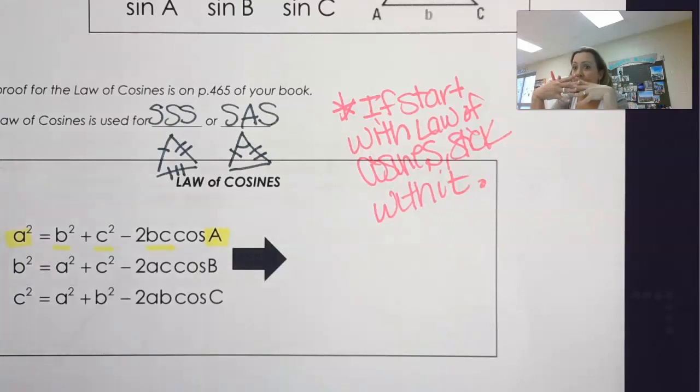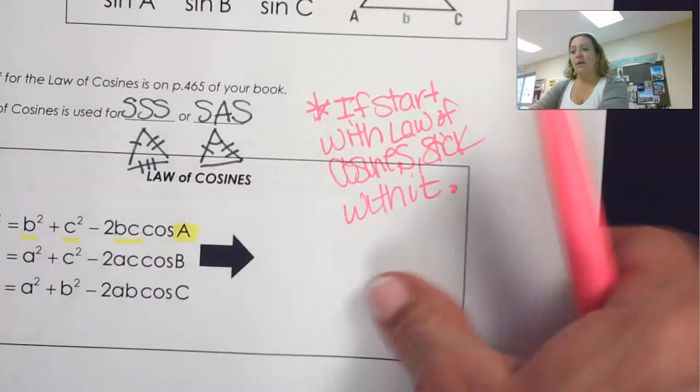However, the law of sines will never give us an obtuse angle, right? Because if we use inverse sine in our calculator, it gives us negative angles, which can't be in triangles, or angles in quadrant 1, which are acute and not obtuse. So once you start with the law of cosines, stick with it just in case there's an obtuse angle in that triangle. Okay? All right, enough of me talking, for goodness sakes.